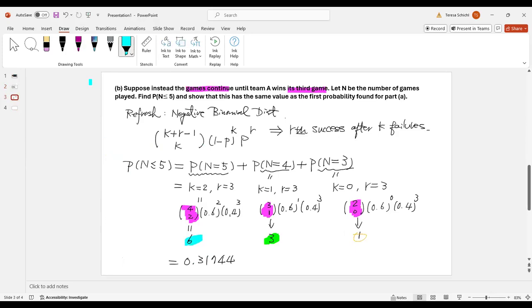So that is why they said that this one has the same results as problem number 2 here by using the negative binomial distributions. Okay, so I hope that this will give you a better understanding of why this one matched part A here. Now let's take a look at our part C here.